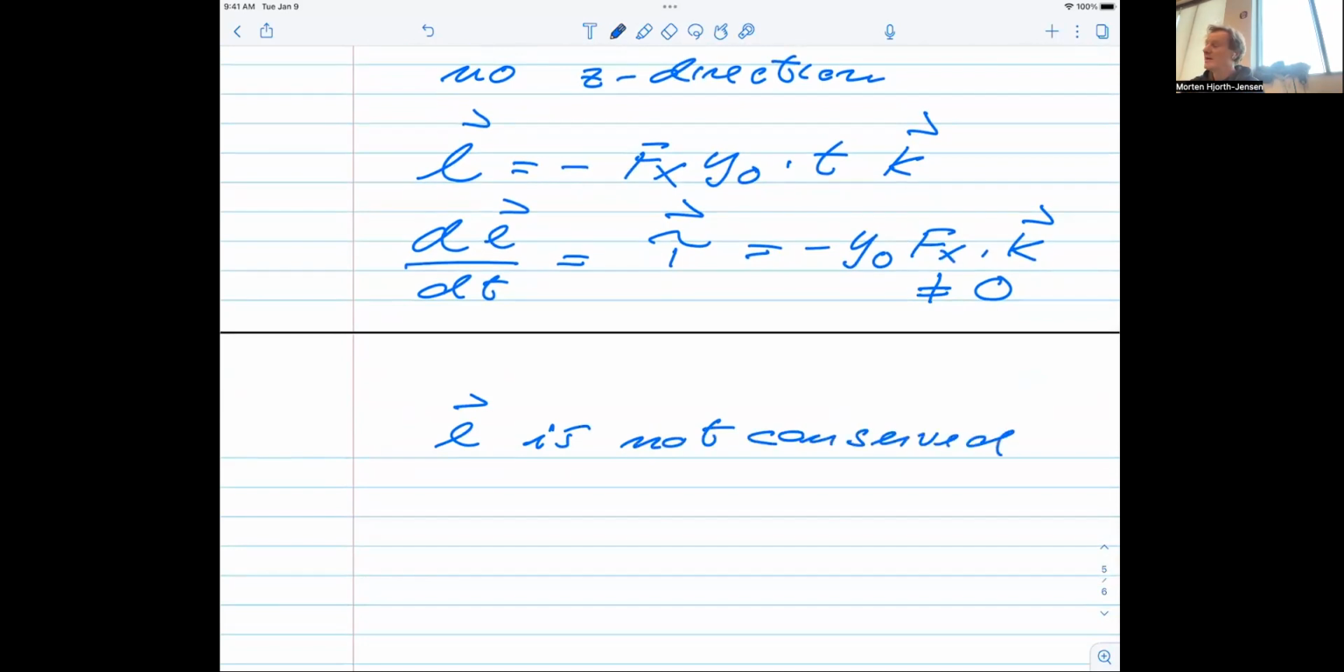Obviously, if we are just in one dimension, then this torque would be 0, because it doesn't make sense to define a torque when you're just in one dimension. So this is a typical example. If you see a problem where you have no internal forces, but only external forces, then expect that angular momentum may not be conserved, unless you have some specific equations for the forces and the positions which make that expression become equal to 0.